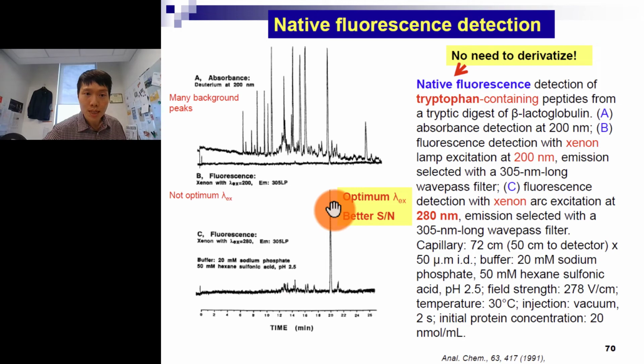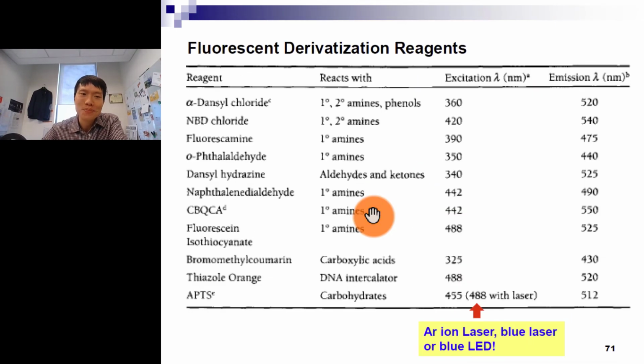And C, we have fluorescent detection with xenon and excitation of 280 nanometer. And this is what is best because we see one signal here of this species. That is our optimum excitation wavelength, the best signal to noise ratio. And to do that, we just have to try and error. That's about research. You explore the unknown, try, document it, and observe.